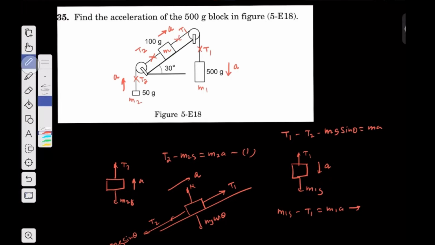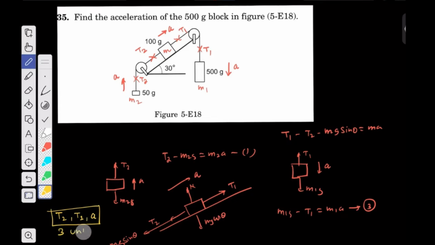So what we have got is three equations, and the unknowns are T2, T1, and A. Three unknowns and three equations. After this you can solve.